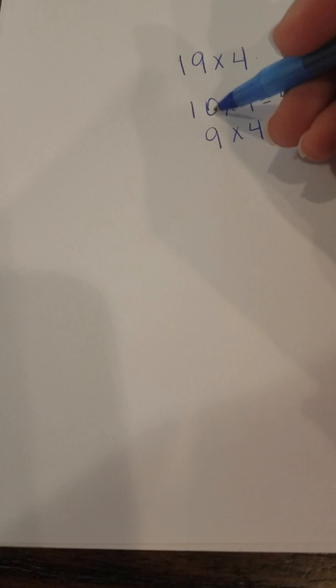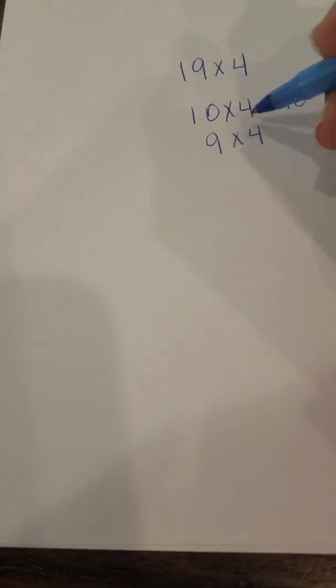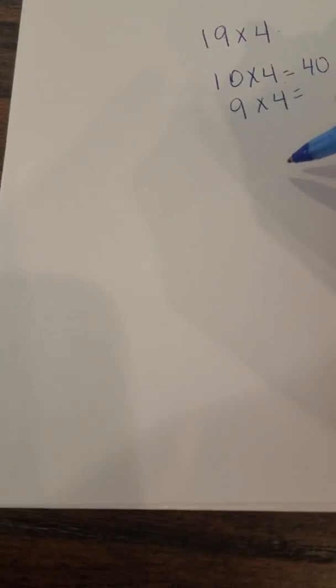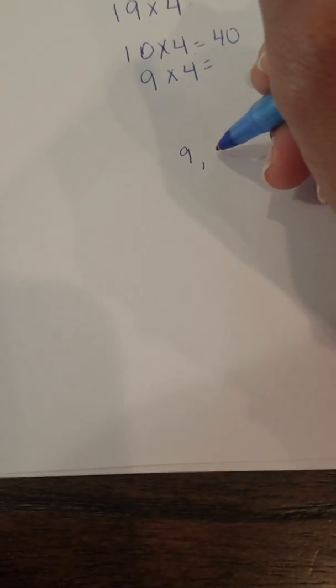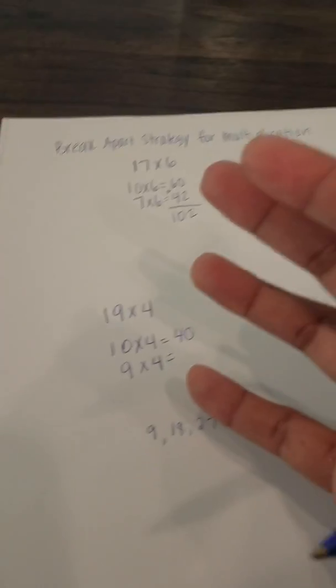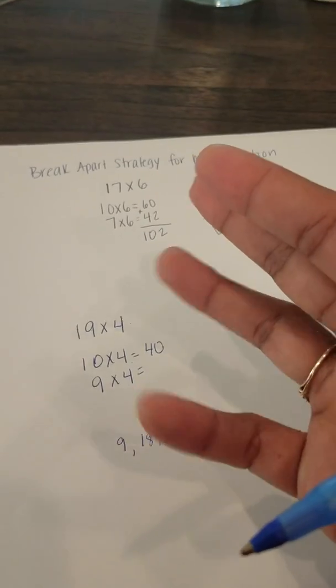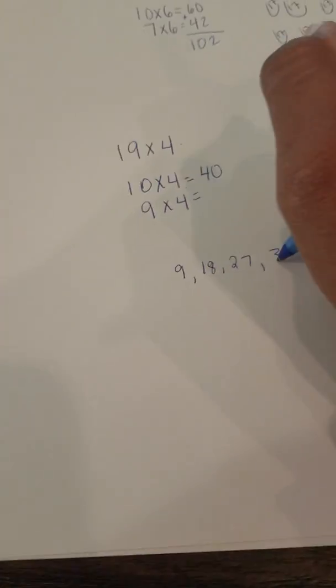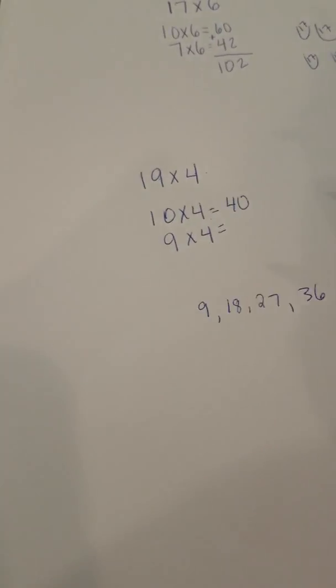And if you look at that, that's your 19. So you have a total of 10 groups of 4 and another 9 groups of 4. That's your 19 groups of 4. 9 times 4, if you don't know it, just skip count it. 9, 18, 27, 28, 29, 30, 31, 32, 33, 34, 35, 36. So that's our 36. So 9 times 4 is 36.